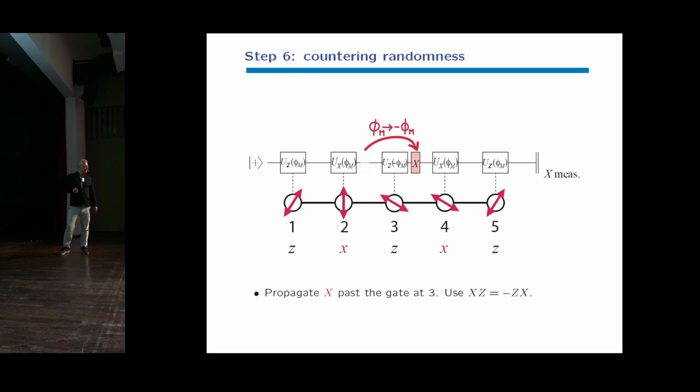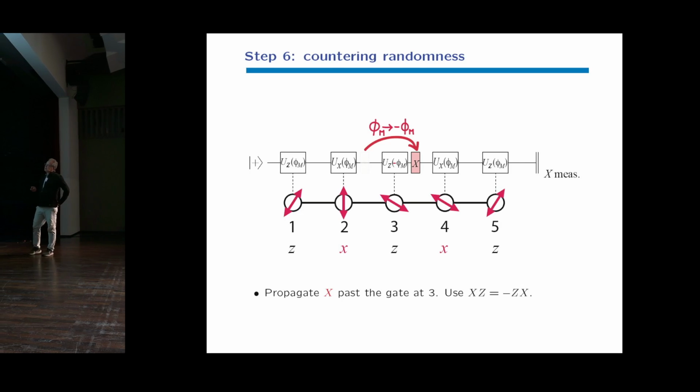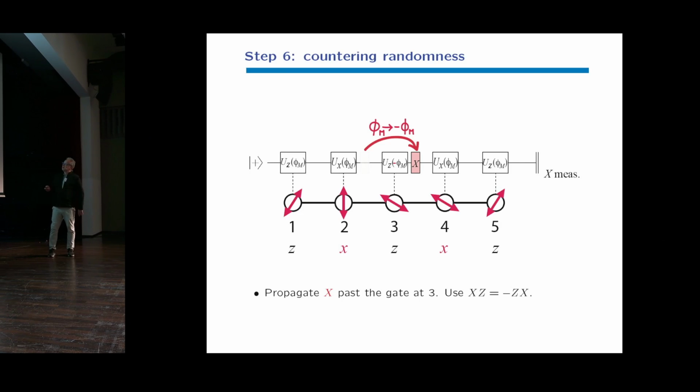And so we move it forward by conjugation. So we are conjugating these gates in the middle under these byproducts. And since the Pauli operators Z and X anti-commute, in the exponent we get a minus sign, and so the rotation angle is flipped from what it was to minus itself.